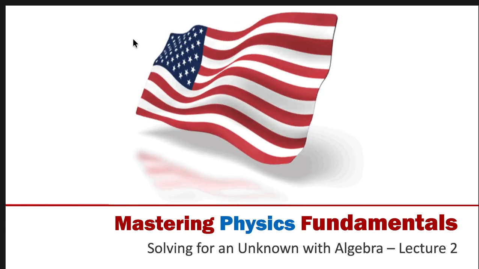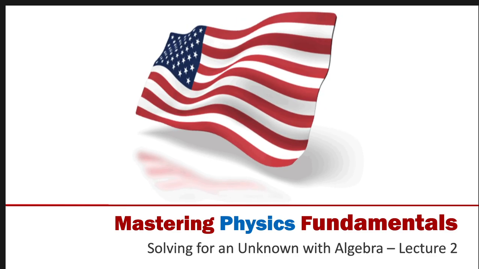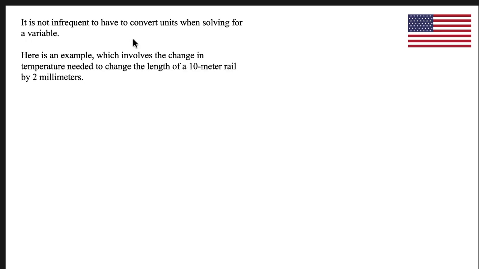This is part 2, solving for an unknown with algebra. Sometimes you have to convert units when solving for a variable. And here's an example. It involves the change in temperature needed to change the length of a 10-meter rail by 2 millimeters. So here's the equation.